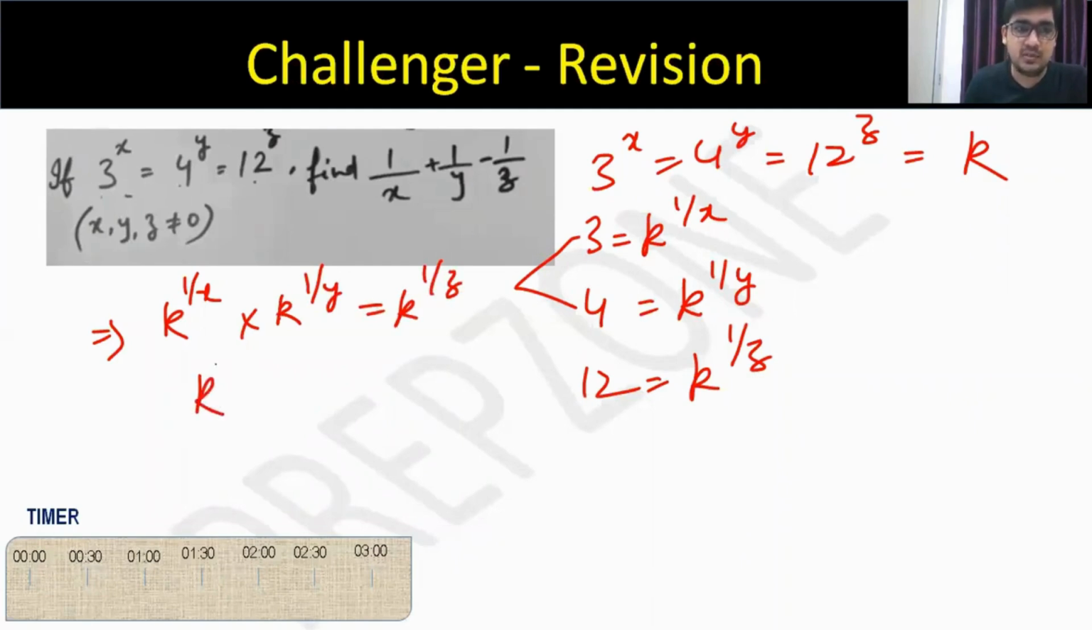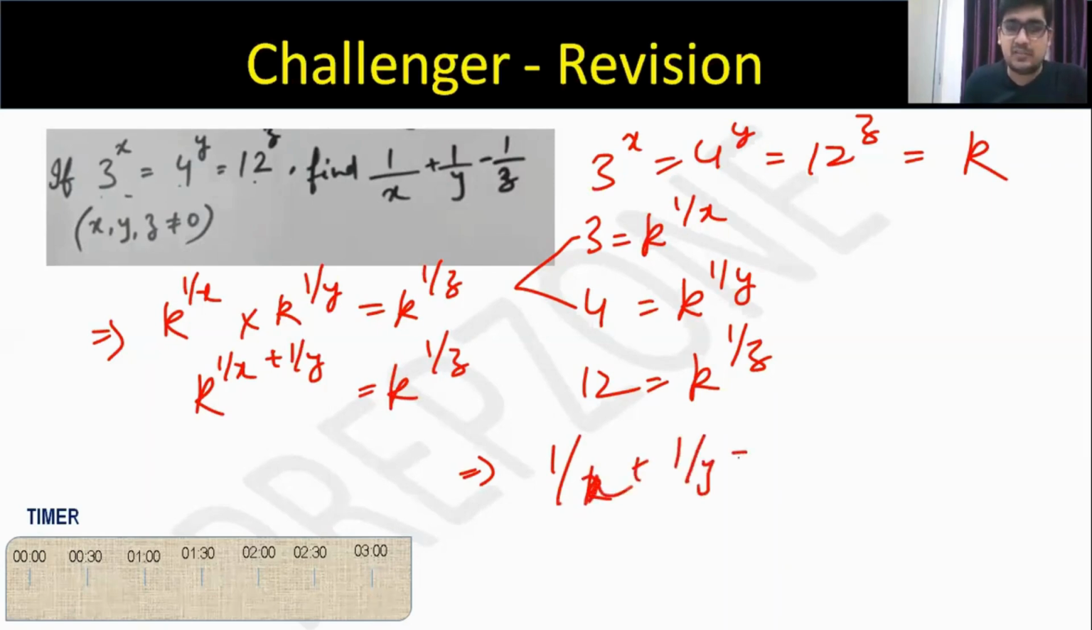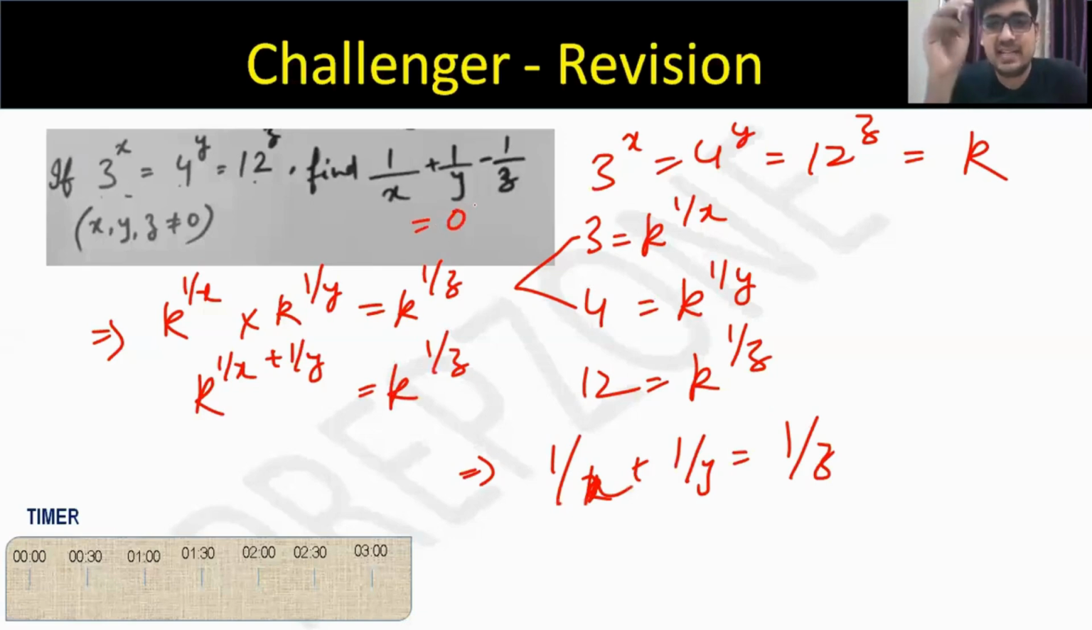So k to the power 1 by x plus 1 by y should be equal to k to the power 1 by z, which means 1 by x plus 1 by y should be equal to 1 by z, hence this value has to be equal to 0. Again, just an alternative. I'm not saying this is better or that is better. As long as you're able to solve the question in 20-30 seconds, I'm good.